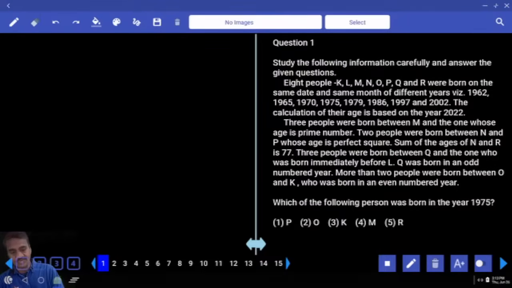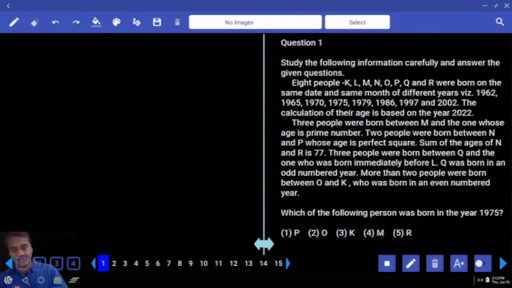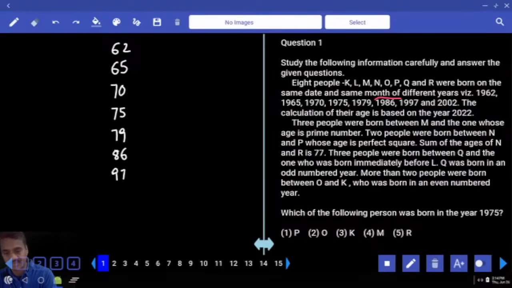Now, first tell me what we need to do. We need to write down all the years in ascending order. What are the years we have? 1962. Next one, 65. Now, 62, 65, 70. We need to arrange all these in ascending order: 62, 65, 70, 75, 79. And next one, 86, then 97 and 2002.